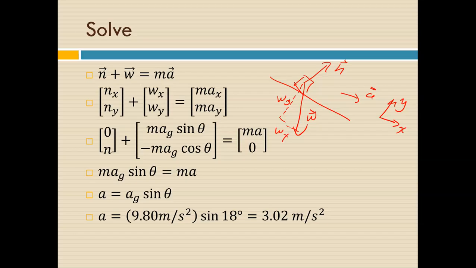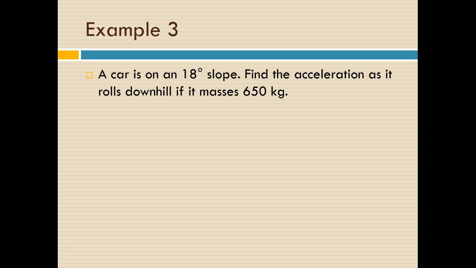Now let me do one more particular problem. It's not hard. We're not even going to break for it. What I'm going to do is take this same problem. The car is on an 18-degree slope. Find the acceleration as it rolls downhill if it masses 650 kilograms.